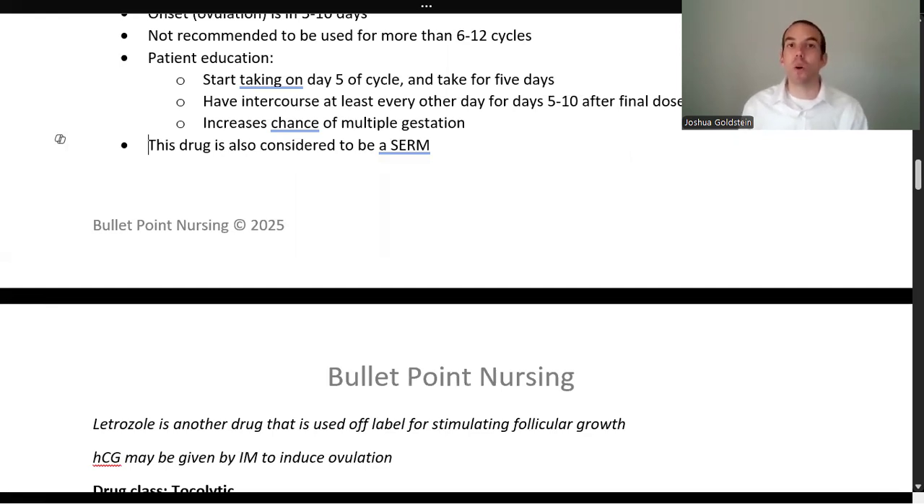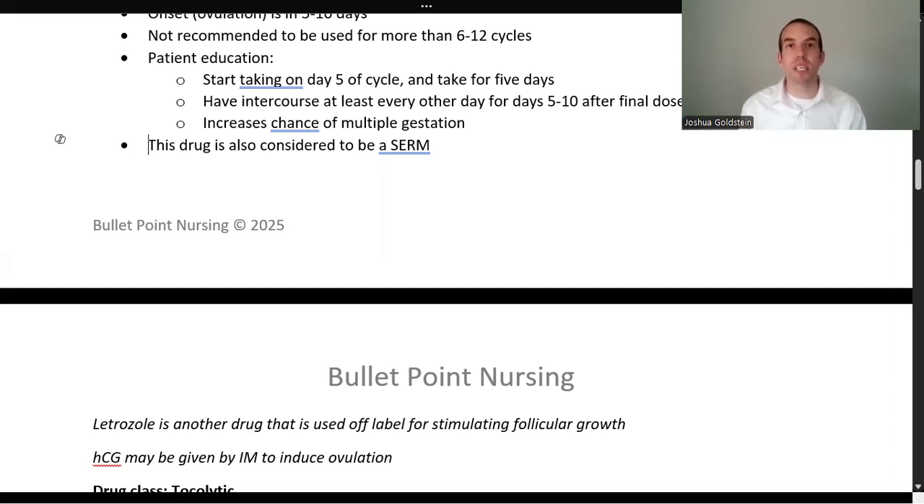Letrozole is another drug that is also used for this exact same thing. In fact, these are the two drugs that are used for patients suffering from infertility, who are unable to get pregnant. We either use clomiphene to induce ovulation, to stimulate follicular growth, or we use letrozole to stimulate follicular growth. Neither of these is going to make you ovulate, but they're both going to prep the egg for ovulation. Both of these also are not recommended to be used for more than roughly 6 months.